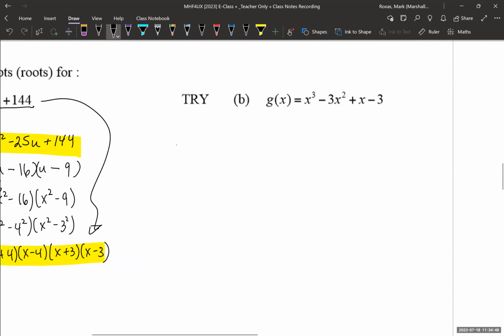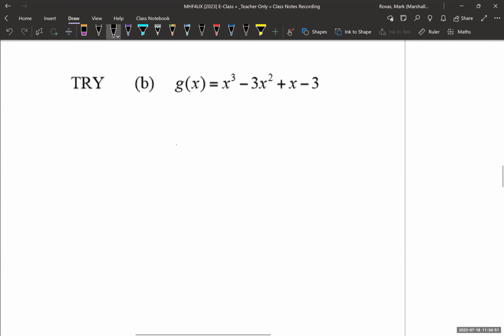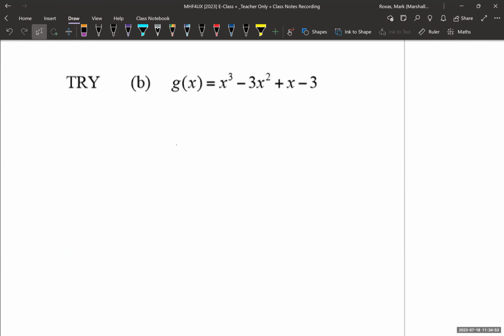Okay, so here's one for you to try. And for this one, you're going to have to carry out the synthetic divisions here. So why don't you pause the video, and then when you come back, you'll get the answer to check.